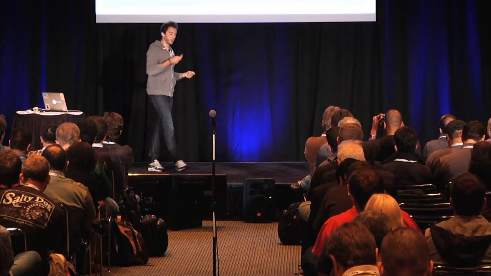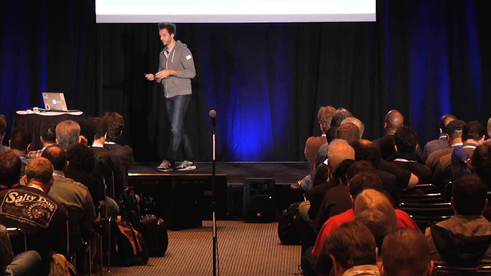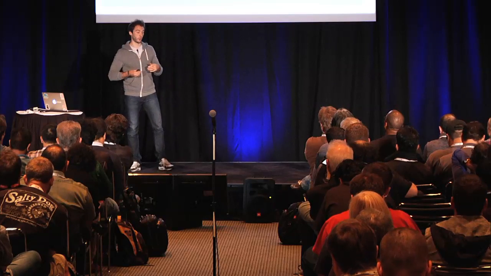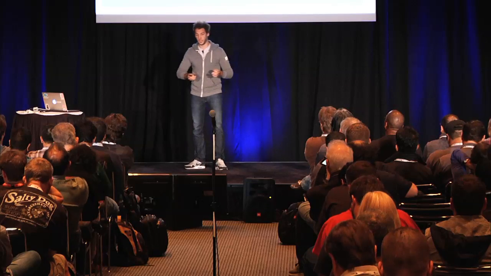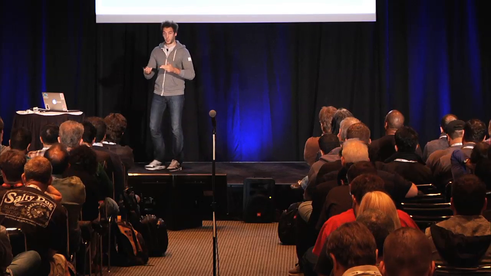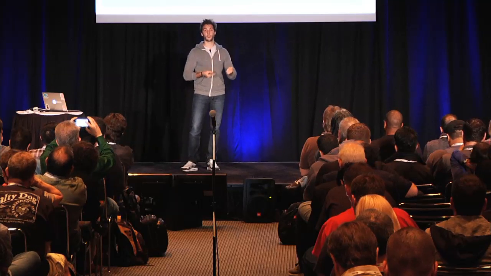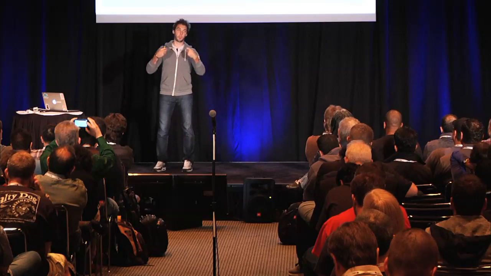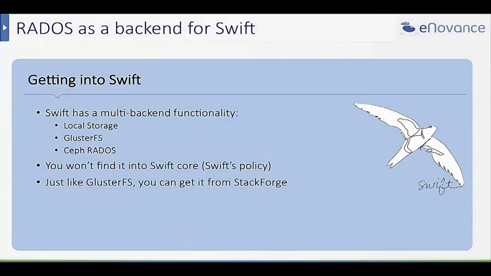Now getting into Swift. Swift has a multi-backend engine functionality. By default, like most object storage systems, it stores all the objects as files on the file system, using XFS or whatever. But thanks to the Gluster guys who led the initiative to push this multi-engine functionality that they called DiskFile, we were able to plug in a RADOS backend. So quickly, RADOS is the object store for Ceph. And that's basically how we implemented it.